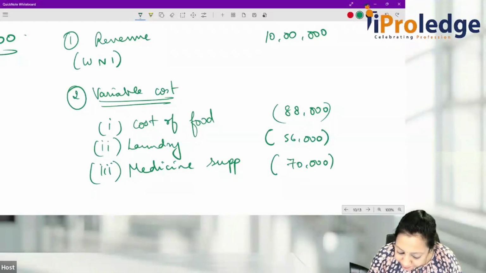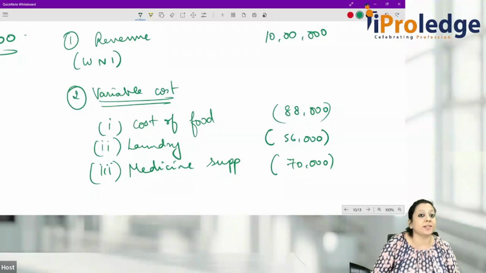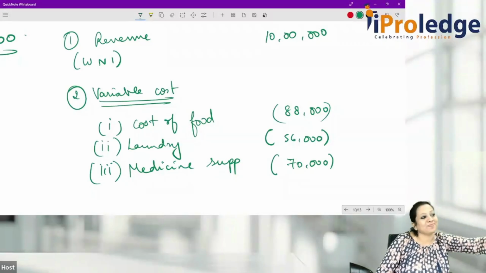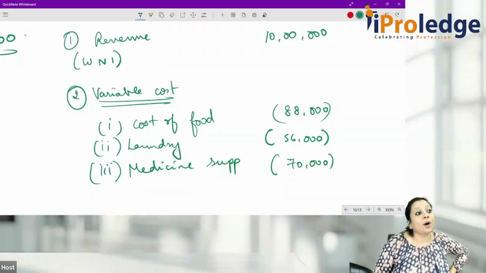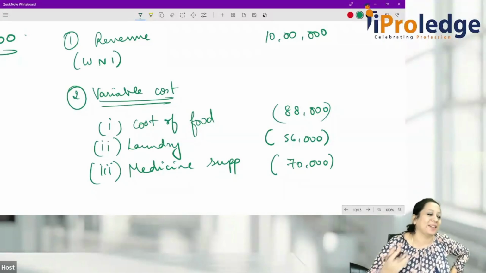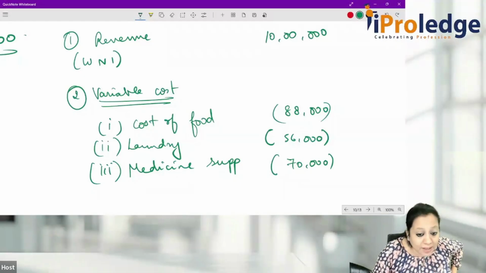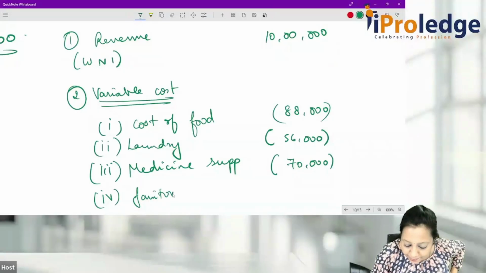Next is cost of oxygen, X-ray, etc. other than directly borne for treatment of patients. It is not directly borne for treatment of patients. That means it is fixed. Very nice. Yes, students. Normally it would have been variable only, but they have given it is not directly borne. Yes. So we will take it under fixed. Janitor services, they have given it to be variable. So we have to take it here only. So that is going to be 25,000.